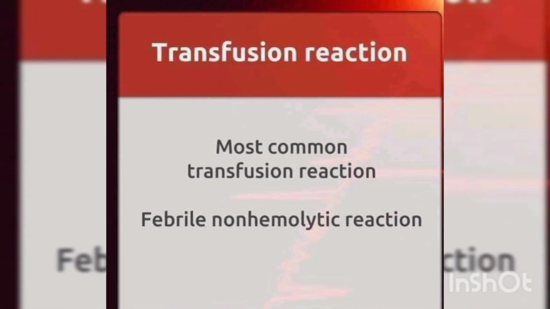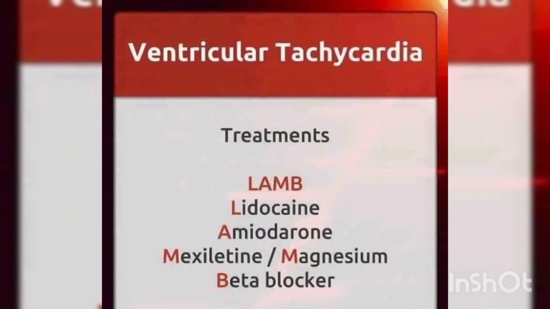Do you know what is the most common transfusion reaction? Yes, you're right. It's febrile non-hemolytic reaction. What is the treatment for ventricular tachycardia? The mnemonic is LAMB, which you eat daily. L for lidocaine, A for amiodarone, M for magnesium, and B for beta blocker.